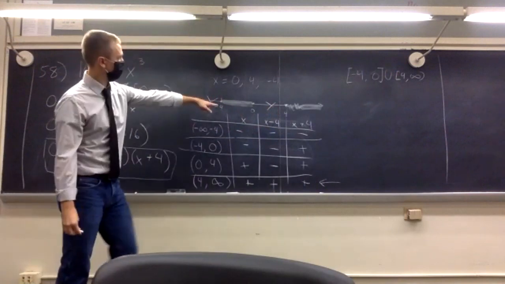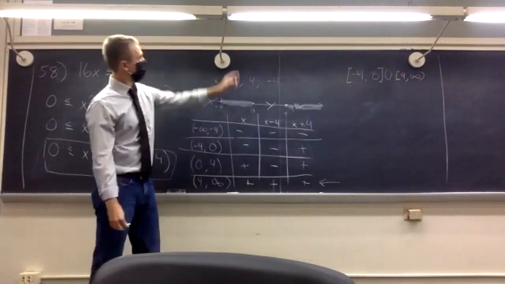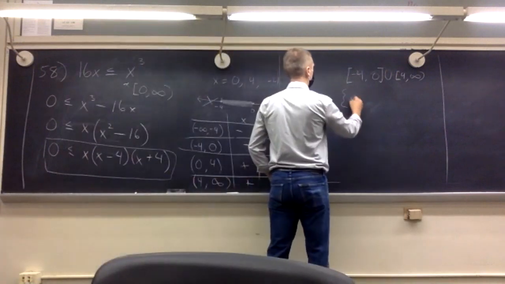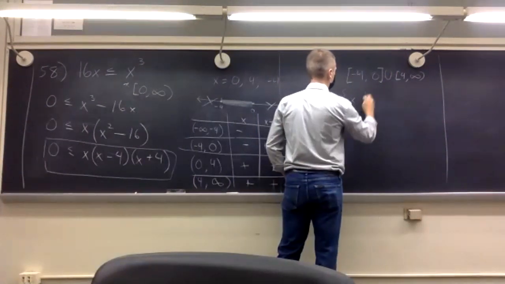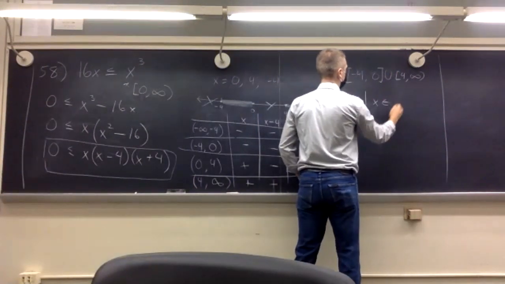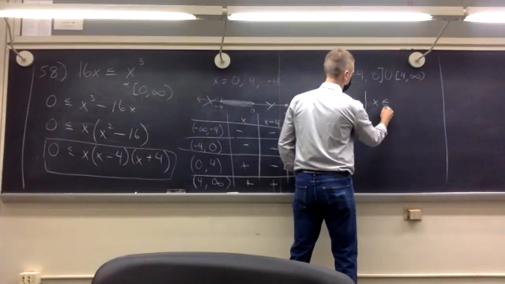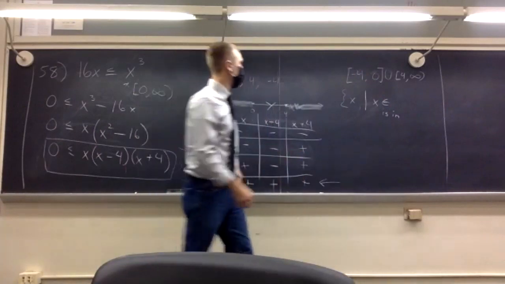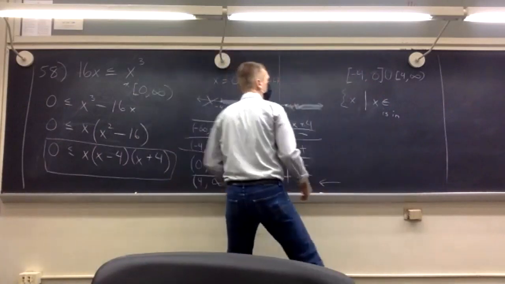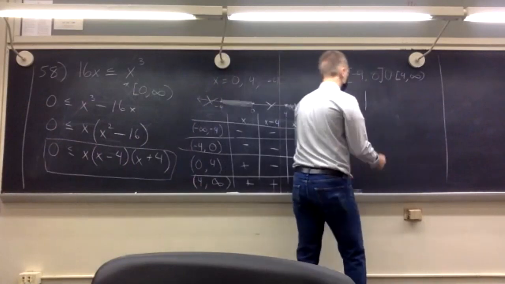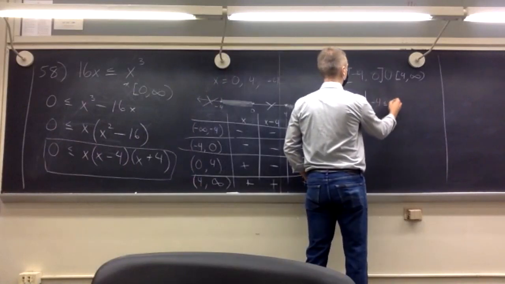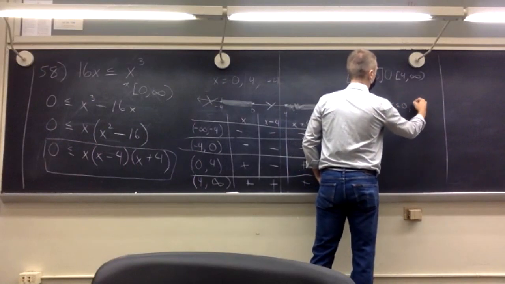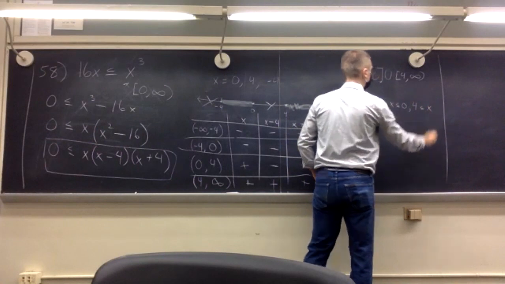On a number line, it's like this. In interval notation, it's like that. In set builder notation, it's all x such that x is in, or in words, is in this. You could write it that way. You could also write it with inequalities. Negative 4 less than or equal to x less than or equal to 0, comma, 4 less than or equal to x.